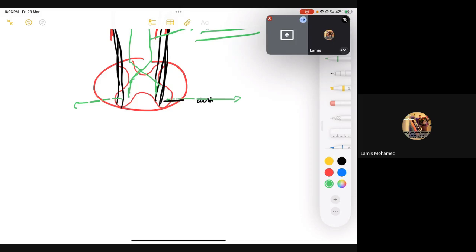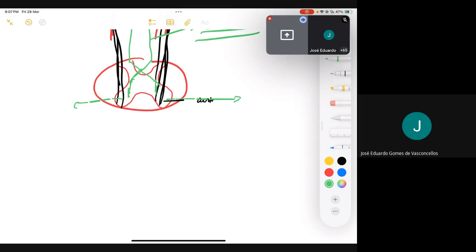Yes, clear. Okay, perfect. So this was all about tracks. We discussed ascending tracks, we discussed descending tracks. So let's discuss some lesions. We have upper motor neuron lesions and we have lower motor neuron lesions.